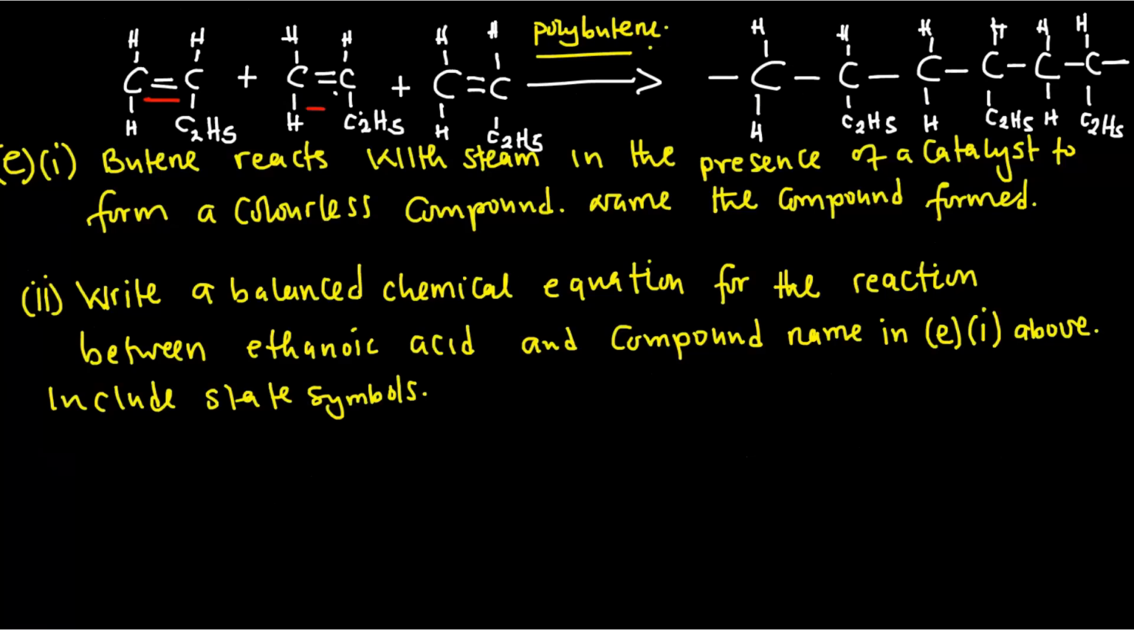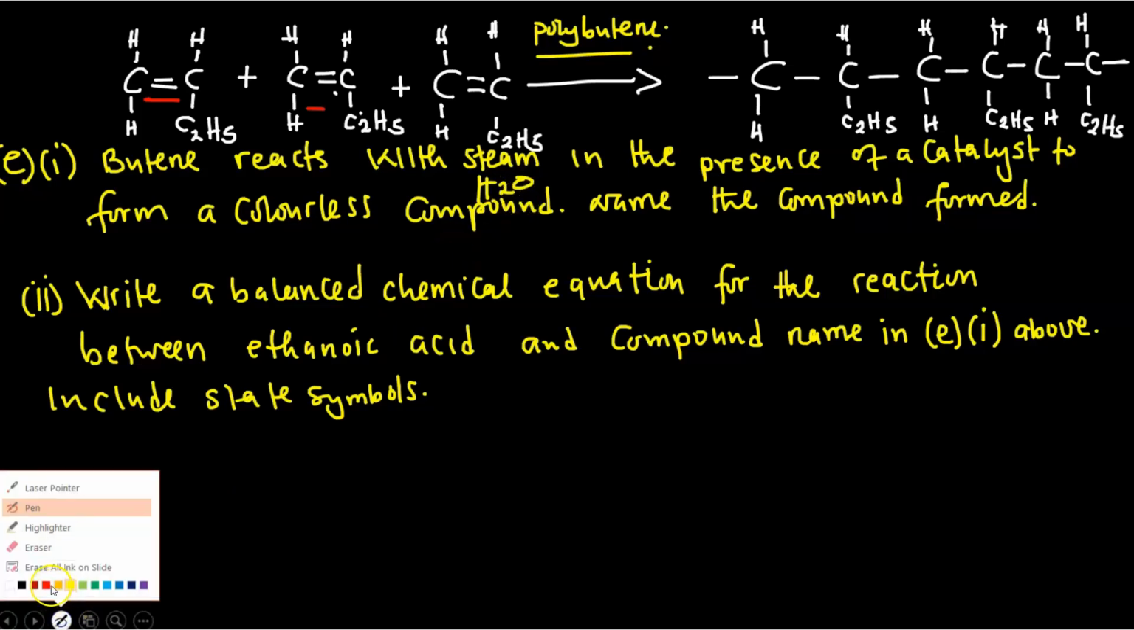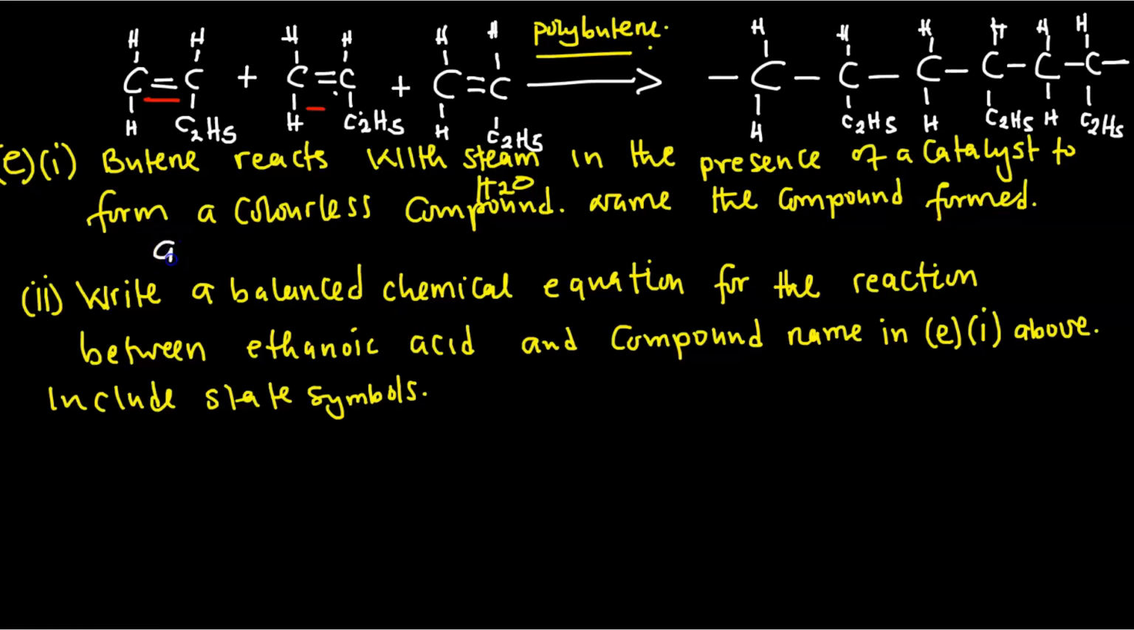Then the question E1: butene reacts with steam in the presence of a catalyst to form a colorless compound. Name the compound formed. So when butene reacts with steam, steam is water. When alkenes in general react with water, what is formed is alcohol. So the colorless compound that is formed is alcohol. And what is the name of the one formed from butene? It is called butanol. So butanol is the compound formed.